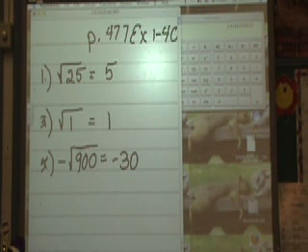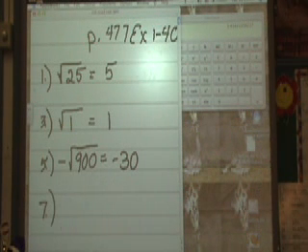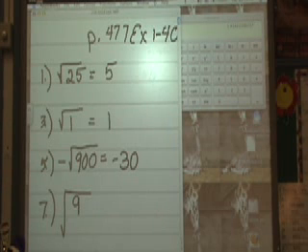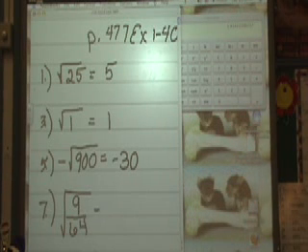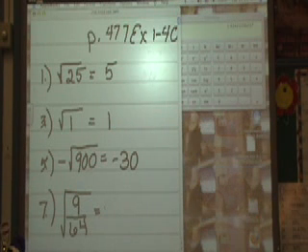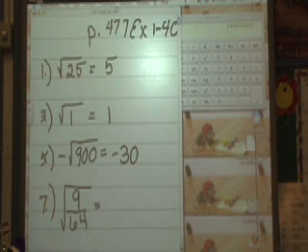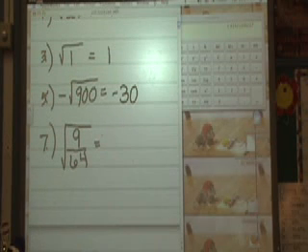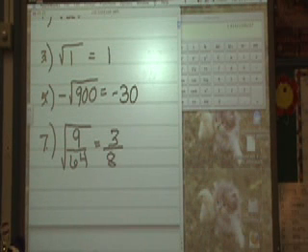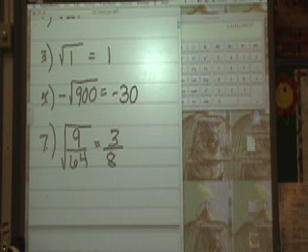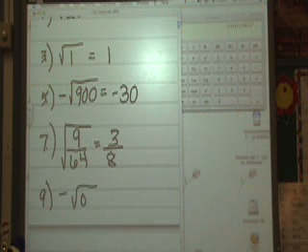Number 7. You have a fraction, write it down, the square root of 9 over 64. If you have to take the square root of a fraction, take each part and take its individual square root. Okay, so Robbie, the square root of 9 is 3, and over 8. And if you needed to simplify, you would, but this is in lowest terms. Good.